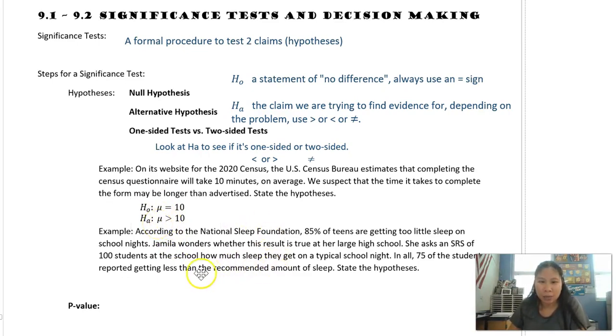So like this next problem, we're talking about the National Sleep Foundation. 85% of teens are getting too little sleep on school nights, according to the National Sleep Foundation. Jamila wonders whether this result is true at her large high school. She asks a simple random sample of 100 students at the school how much sleep they get on a typical school night. In all, 75 of the students reported getting less than the recommended amount of sleep. State the hypotheses.